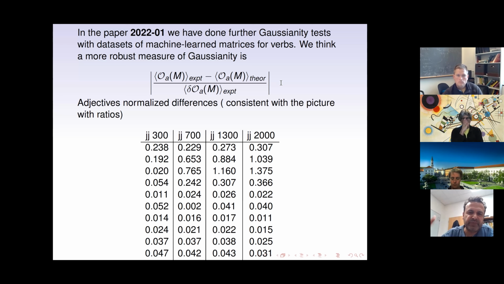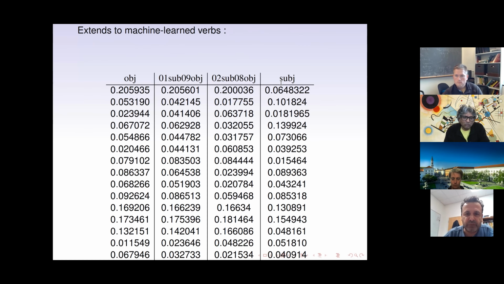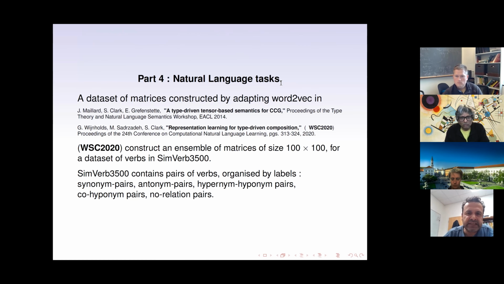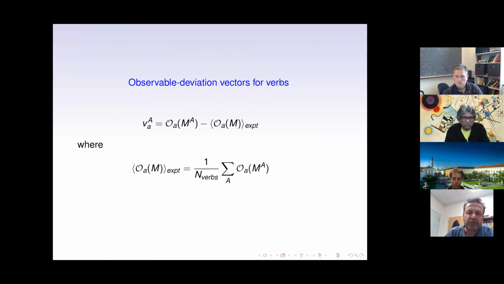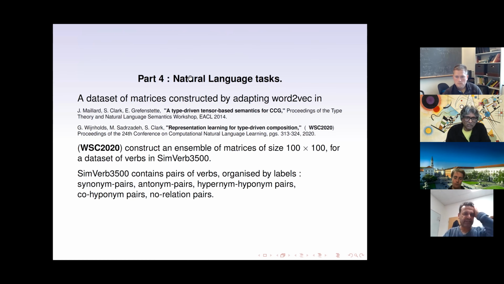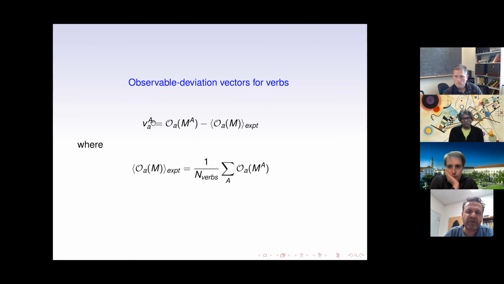So now you have these interesting permutation invariant observables, which perhaps capture, we have evidence, capture some Gaussianity. And now can we do something useful with them? So here we looked at a set of matrices that were constructed using machine learning methods for a set of verbs. There's a standard data set called SimVerb 3500. There are 3500 verb pairs there, which are organized according to whether they're synonym pairs, antonym pairs, or these other types of pairs. So what you can do with each of these verbs, so A runs over the verbs, little a runs over a set of observables, one of these polynomial functions that we were talking about.